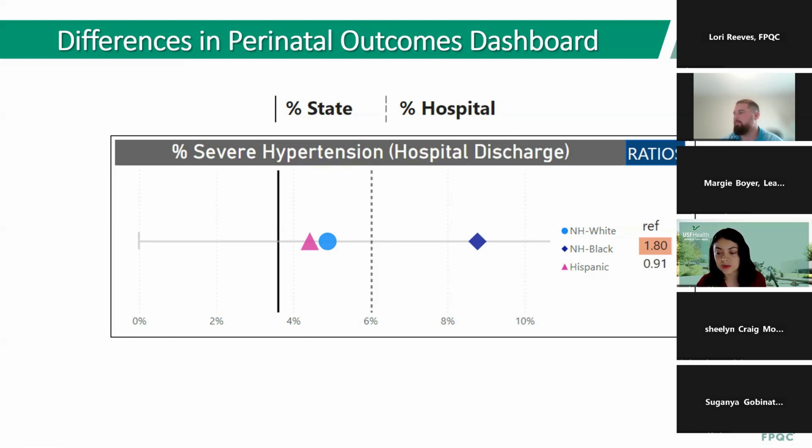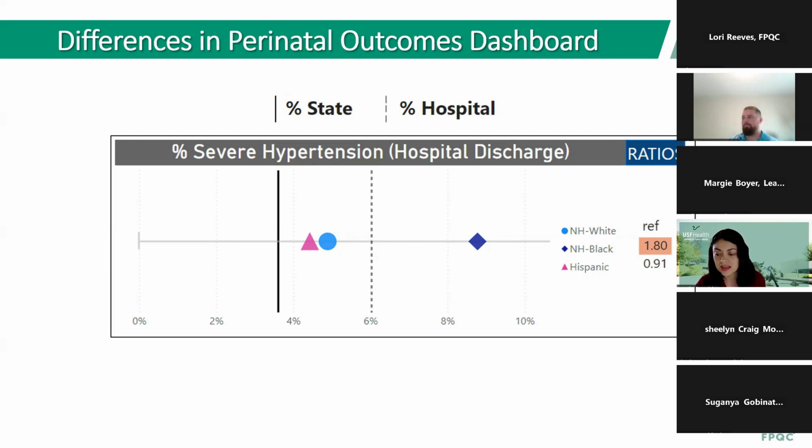In this graph, you'll notice different shapes. They represent different groups. Blue circles are for non-Hispanic whites, diamonds for non-Hispanic Blacks, and triangles for Hispanics. So visually, you'll quickly notice a gap between non-Hispanic Black patients and others. And that indicates clearly that there's a higher percentage of severe hypertension among non-Hispanic Black patients.